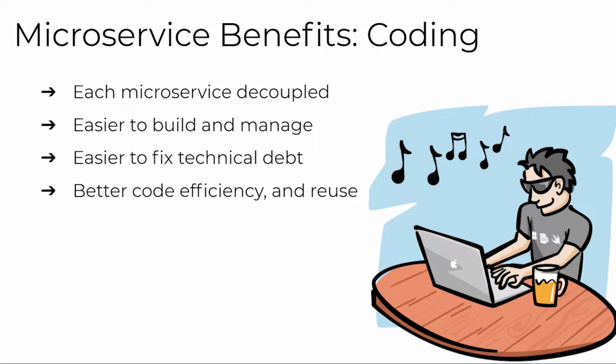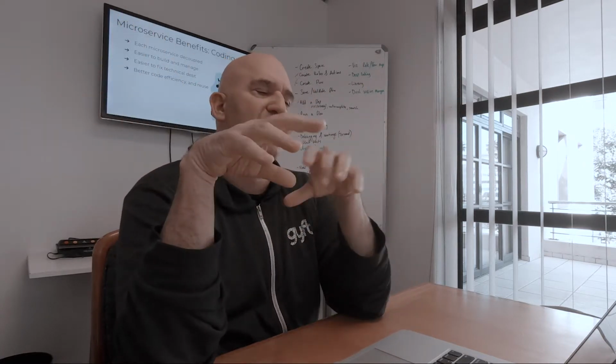The other benefits are around coding. Because the microservices are decoupled, it becomes easier to build and manage. It's actually easier to fix the technical debt, because you're in one place and you can fix them in a fairly straightforward way. It also allows you to have code efficiency and reuse of code more clearly than if it's just in a huge monolith.